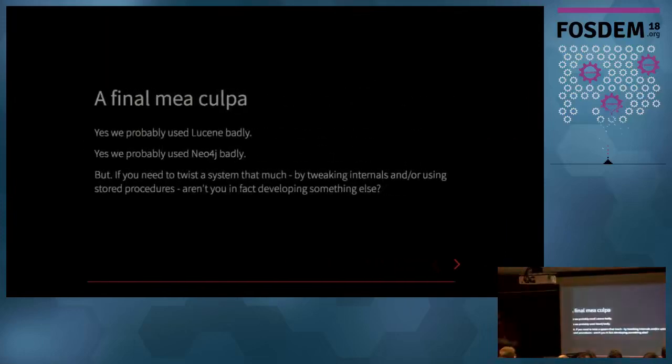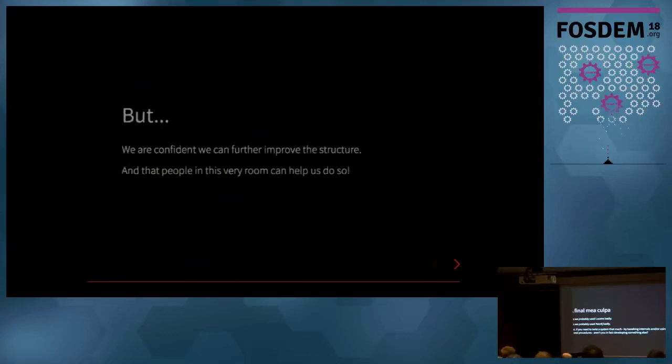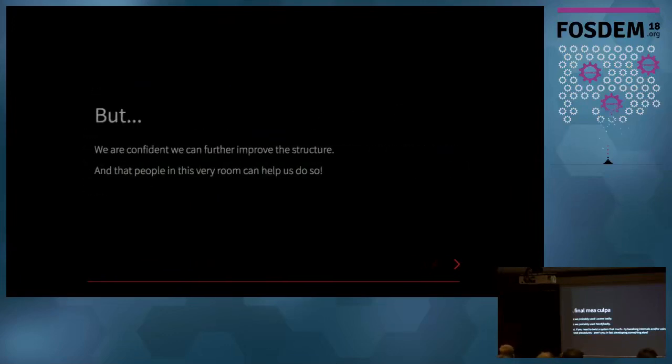And a final mea culpa: yes, we probably used Lucene badly, and yes, we probably used Neo4j badly. But when you have to twist the system that much, meaning you have to tweak the internals or maybe add a stored procedure and so on, aren't you in fact developing something new? I just want to say that you can develop a custom index, and it might be a good thing to do.